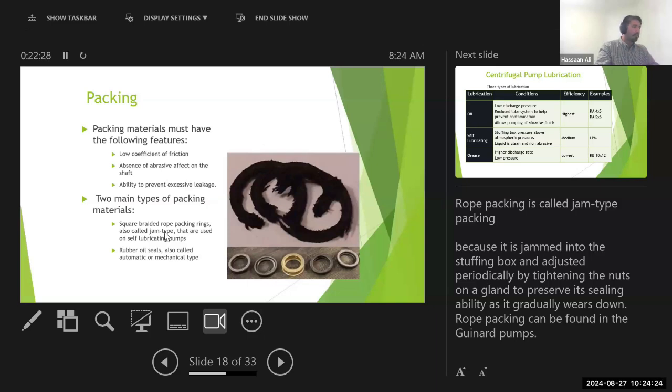There are two types of packing materials which are commonly used. There are rubber oil seals, which are also called automatic seals. And then there are rope type packings, which is a material made up of very cheaply and commonly available compounds. You just pack this rope packing inside the stuffing box, and you apply enough torque so that it is sealing around the shaft.